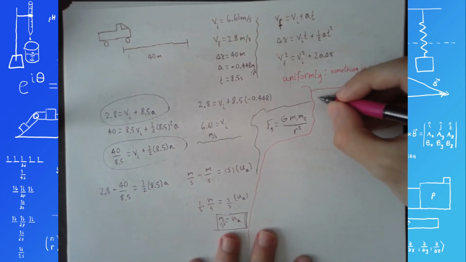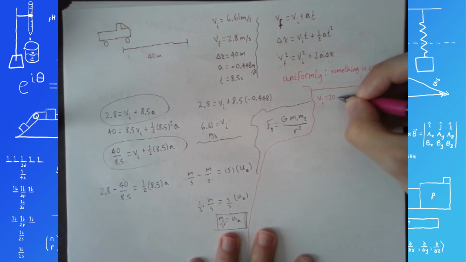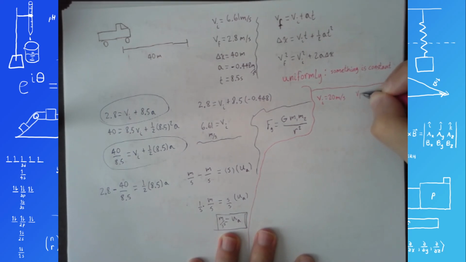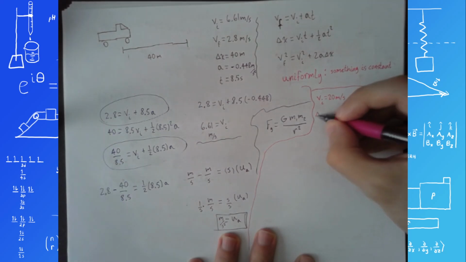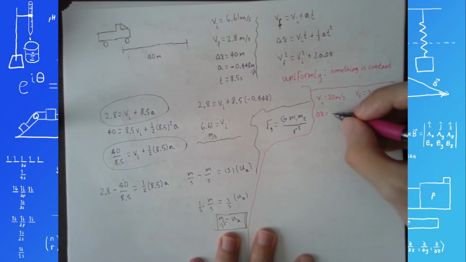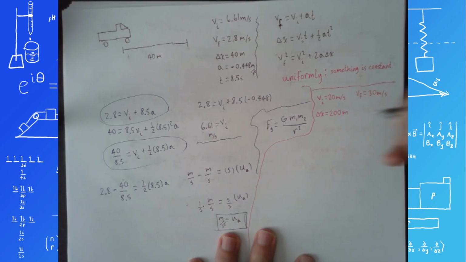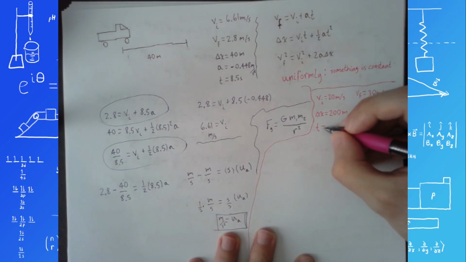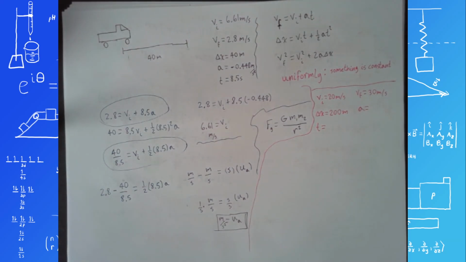So it starts with V initial equals 20 meters per second. V final is 30 meters per second. Displacement, assuming this thing moves in a straight line, is 200 meters. And that's all the information they give us. Acceleration we currently don't know, and time we currently don't know. We've got 3 out of 5 kinematic variables. We can solve for the other 2. Always, always, always. If you have 3, you can get the other 2.